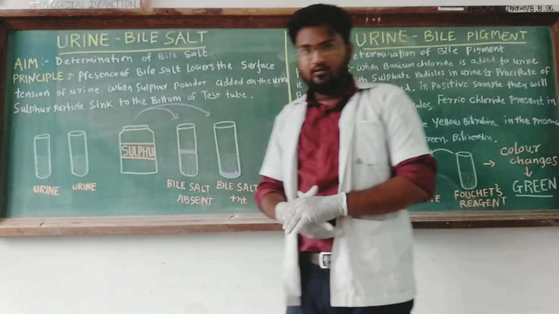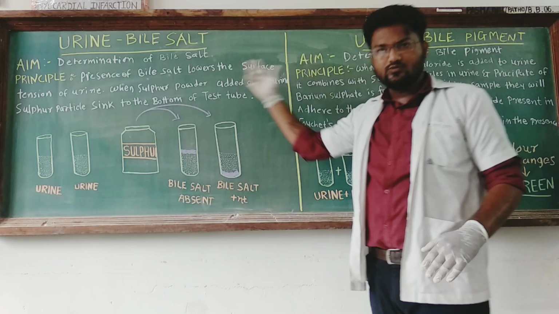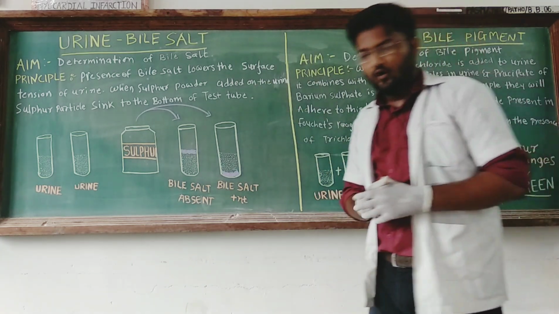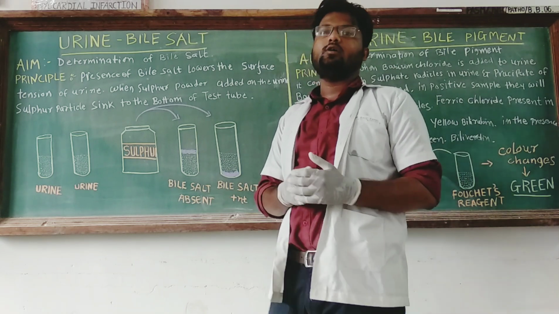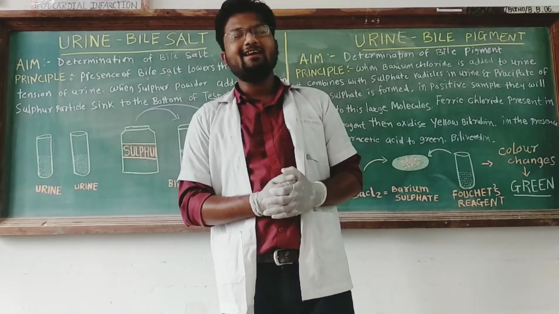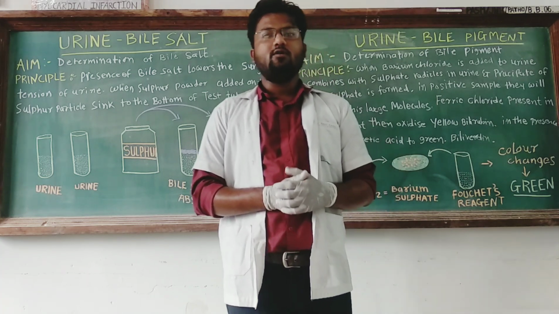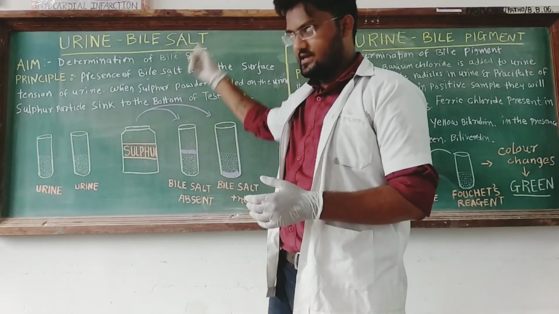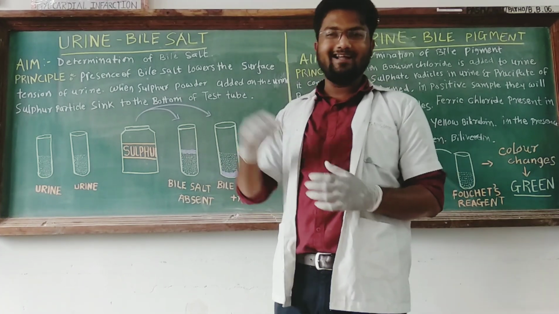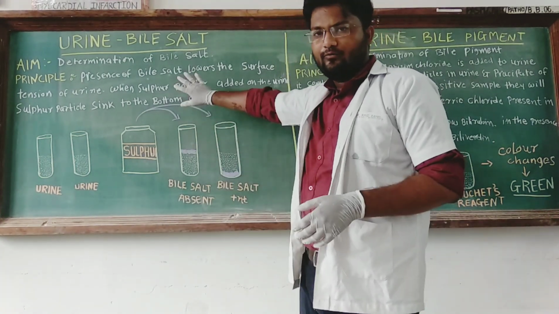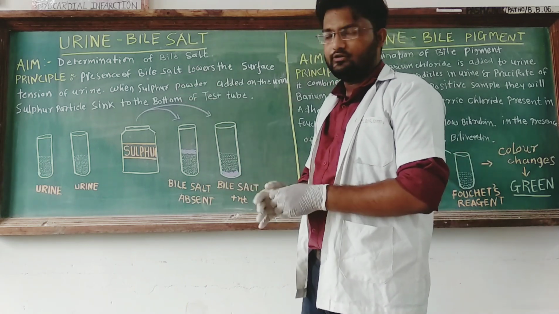We are performing these two practicals, bile salt and bile pigment, for the detection of jaundice. In case of jaundice, we perform the test on urine for BSBP, that means bile salt and bile pigment. First of all, we are seeing the bile salt.